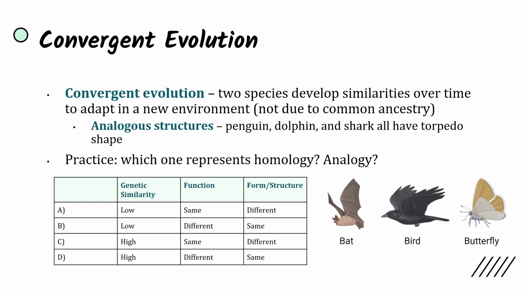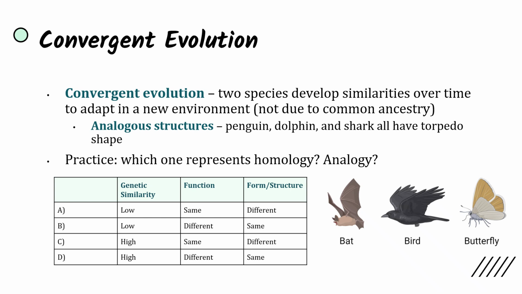And we can also talk about convergent evolution, which is not due to common ancestry, but two species developing similarities over time because they live within the same environment. So they're adapting to a new environment, and they're becoming similar because even though they're different species, they are both adapting to the same environment in the same way. So they're developing analogous structures that all have the same function, even if there's low genetic similarity or the form and structure is different, such as penguins, dolphins, and sharks all having torpedo shapes, even though they're different species, but they all have to swim and dive within water.